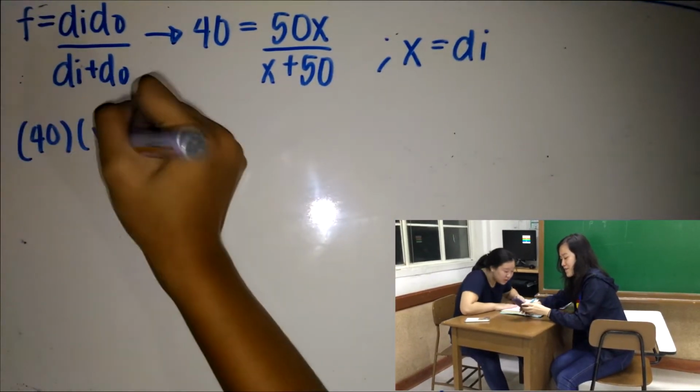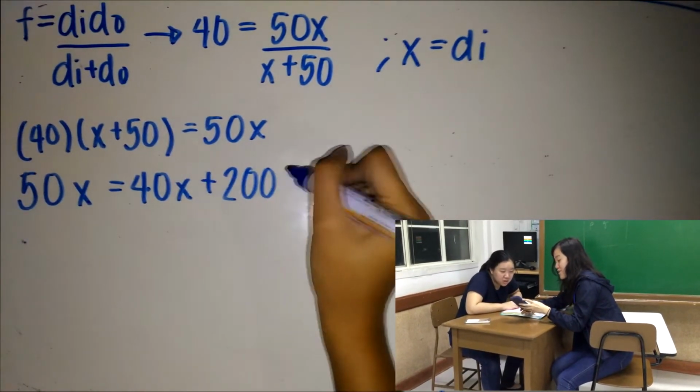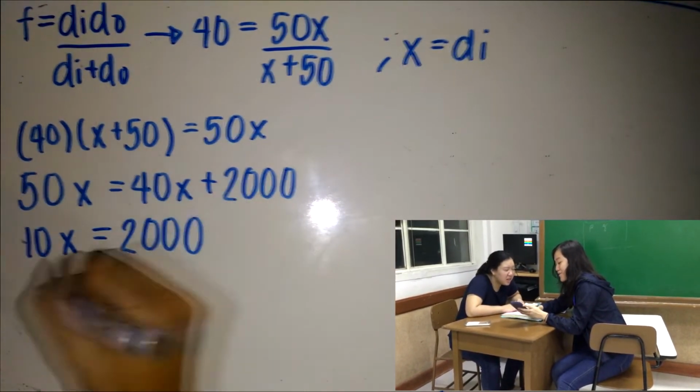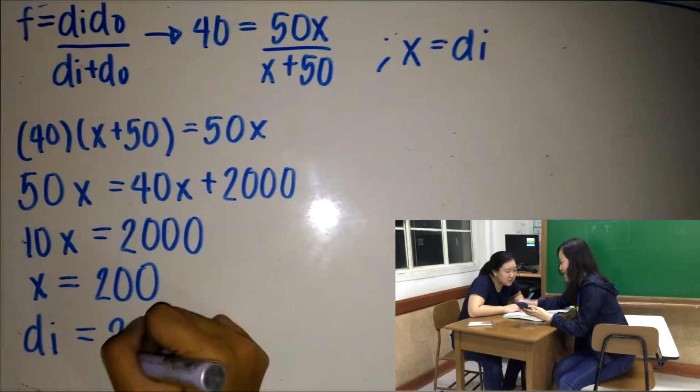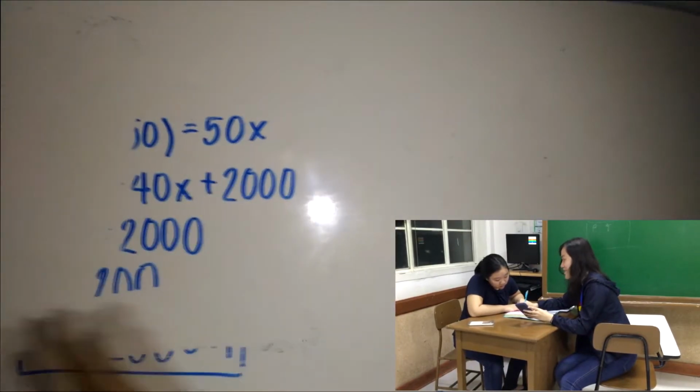The second step is to manipulate the equation such that we get 50x is equal to 40x plus 2000. From this, all we have to do is do some transferring and division, and from that we get x equals 200. This means that your image distance is 200 centimeters from the lens.